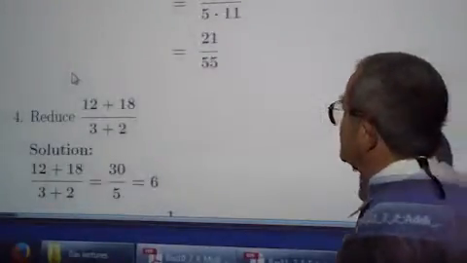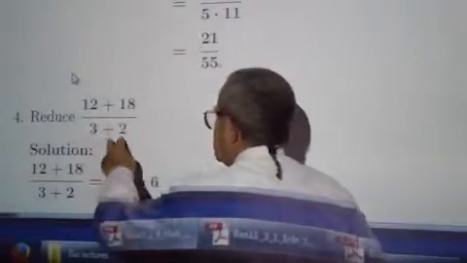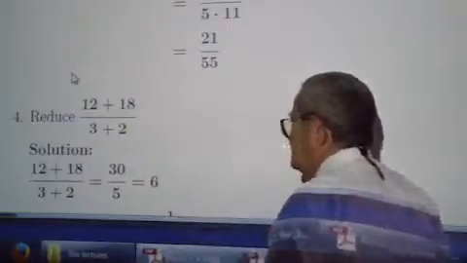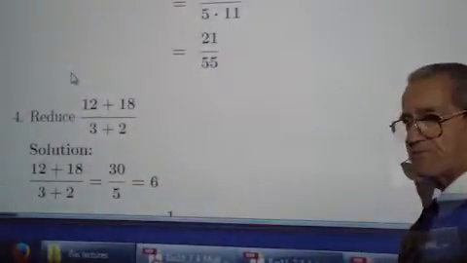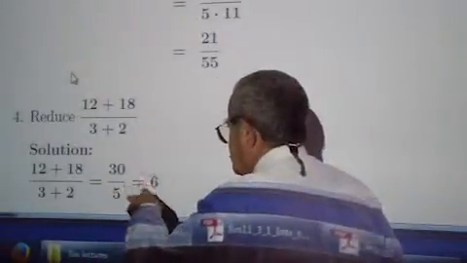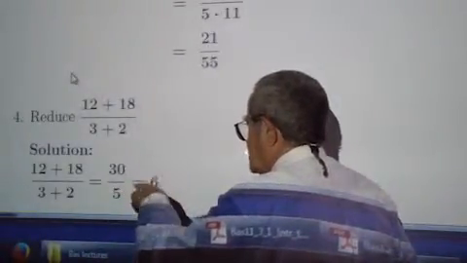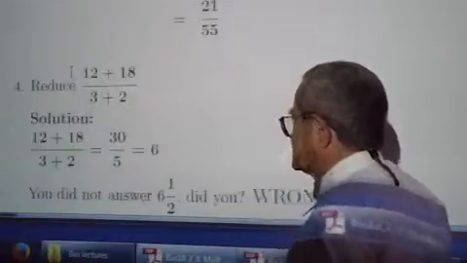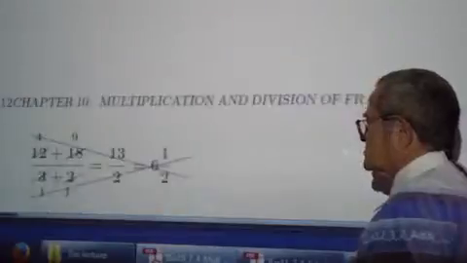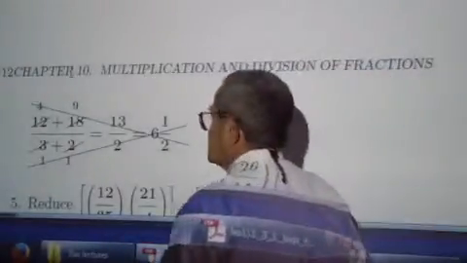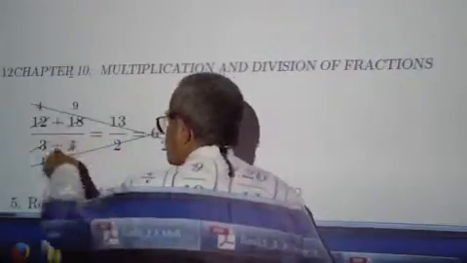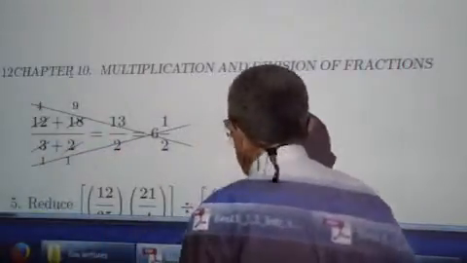Then we wanted to reduce 12 plus 18 over 3 plus 2, which gave us 30 over 5, which is equal to 6. Okay? So 12 plus 18 over 3 plus 5, 3 plus 2 I mean, which is 30 over 5 or 6. And I hope you didn't get 6.5 because that is wrong. As you can see here, you cannot reduce unless you can factor out. So if you have pluses or minus, be careful.